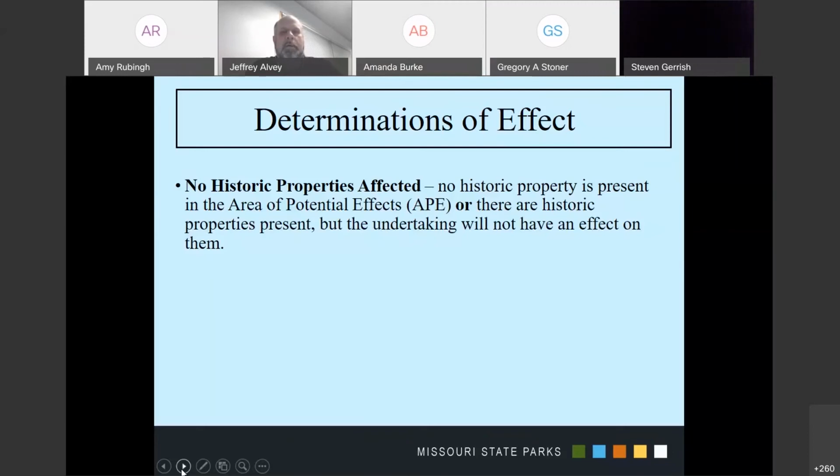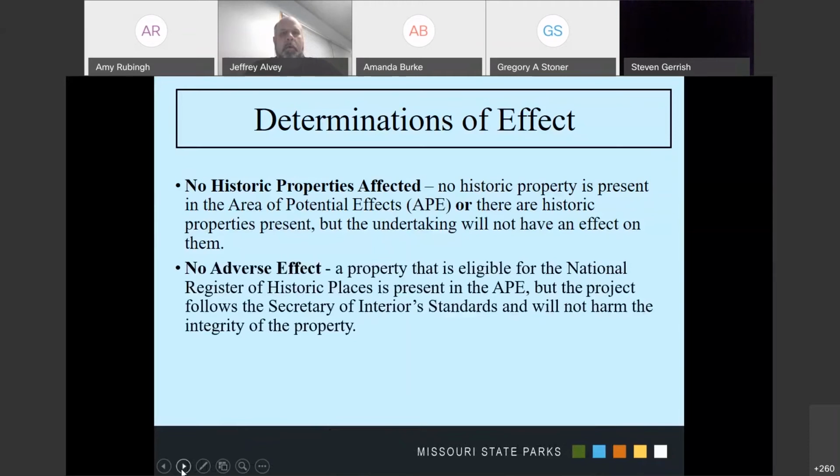So I'll go over a few slides that present basically the three kinds of determinations of effect that we tend to see. The first one, which you guys are often happy to see, is that no historic properties are affected. That basically means that no historic property is present in the APE, or there are historic properties present, but the undertaking will not have an effect on them. So that's an important caveat there.